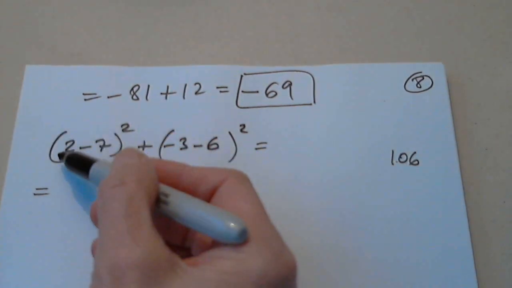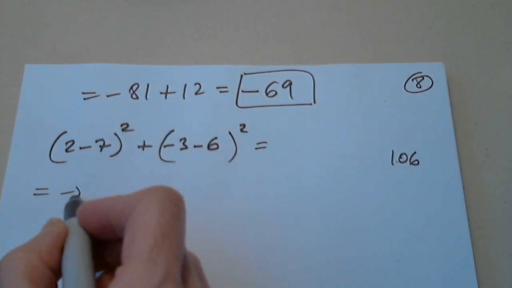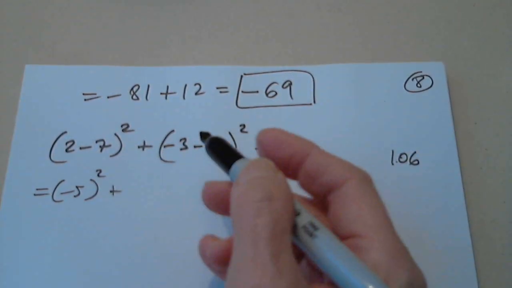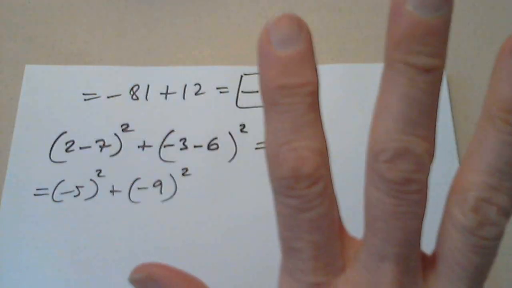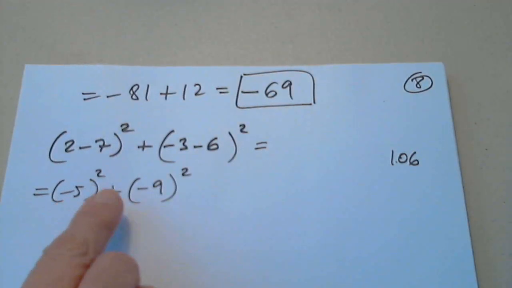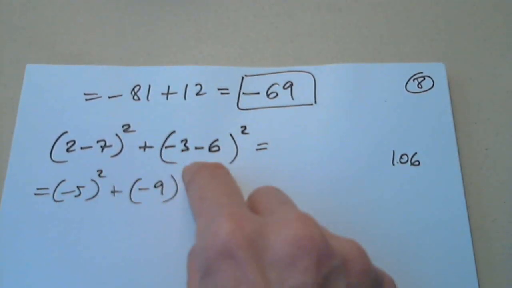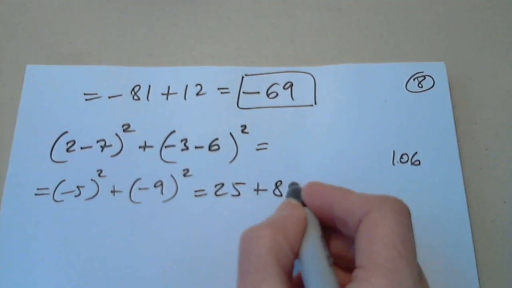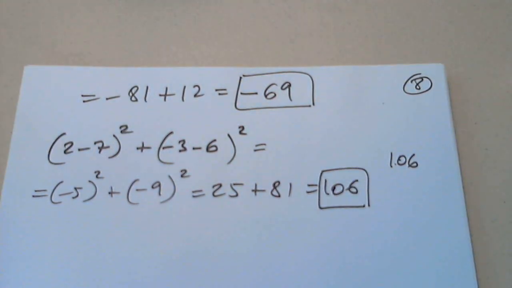Okay, so first we address the inside parentheses, and 2 minus 7 is -5. Then we address the operations inside parentheses, and this is -9, everything squared. I know now, before I even calculate anything, that both numbers have to be positive. How come? Because they are negative, but the powers are even. So 25 plus 81, correct, 106. Perfect, excellent, good. Any questions?